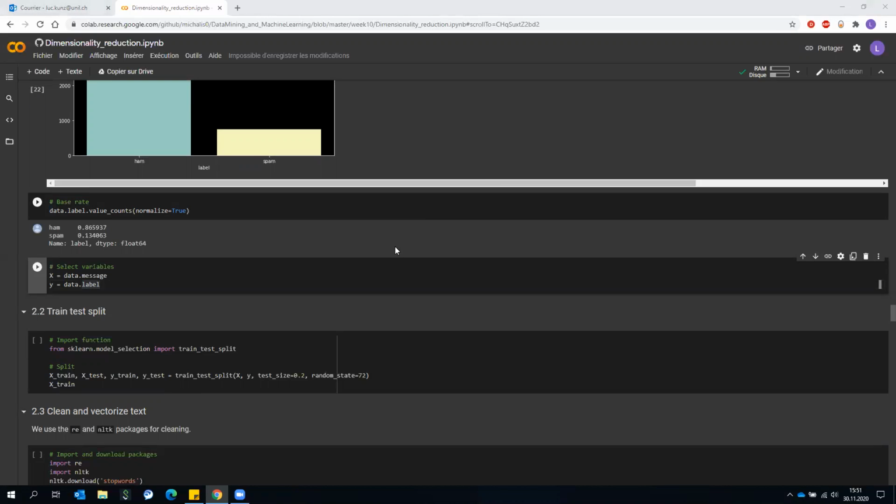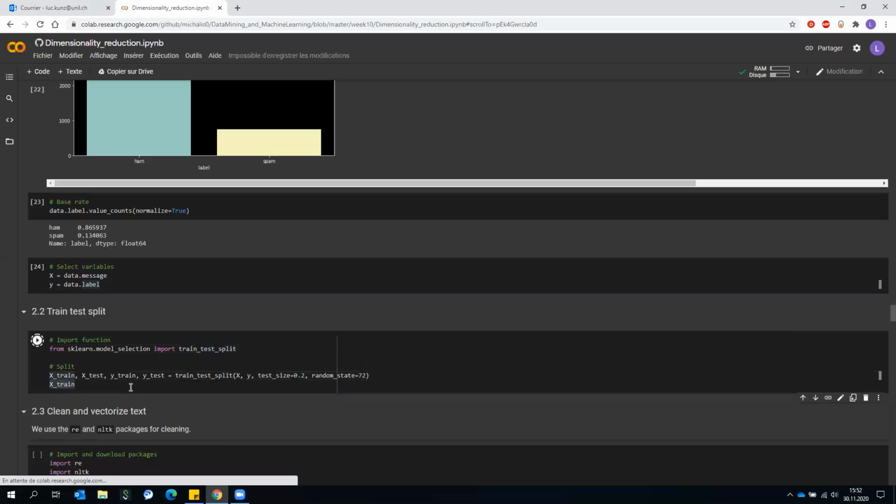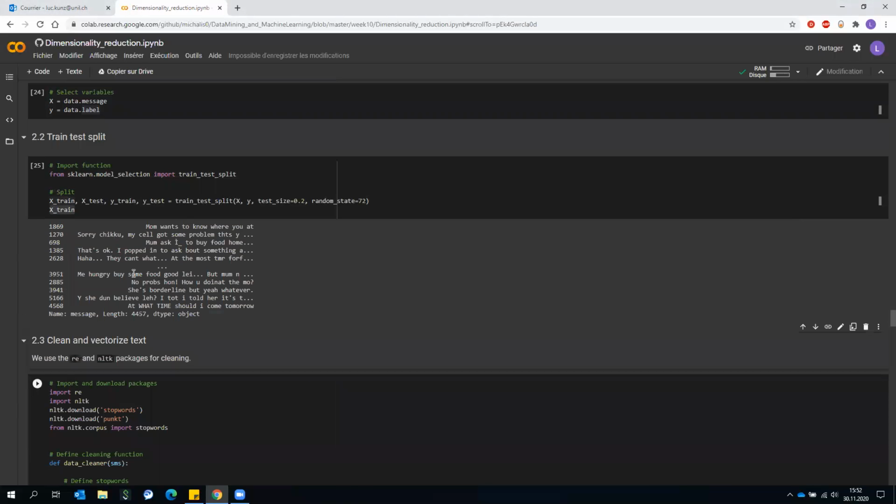Okay, if there is no question, as always, we perform a train test split. So from sklearn, this function, you know this. And then we use a test size of 20% and a random state of 72. And we get a train test split here. So this is, for instance, our training data X-train.